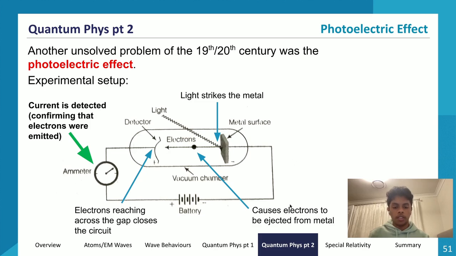So we have a detector. The electron now travels like this, causing the ammeter to detect a current as the electron is moving. And that's kind of what the photoelectric effect looks like. The photoelectric effect is the phenomenon where light of a specific intensity hits a metal surface and an electron from that metal surface is emitted. That's basically what the photoelectric effect is. And if you see over here, the photoelectric effect is in red, so you should be able to define it.